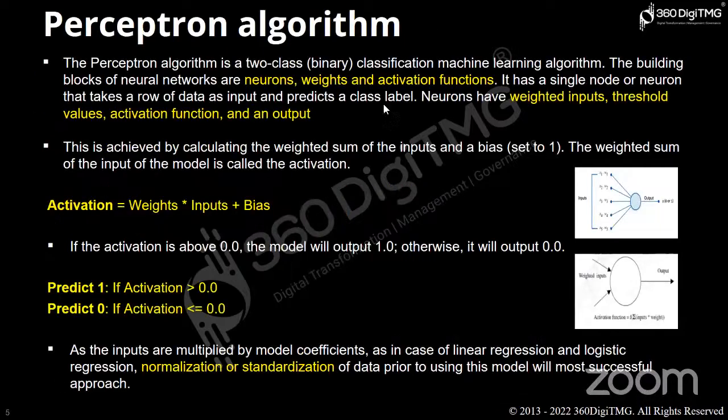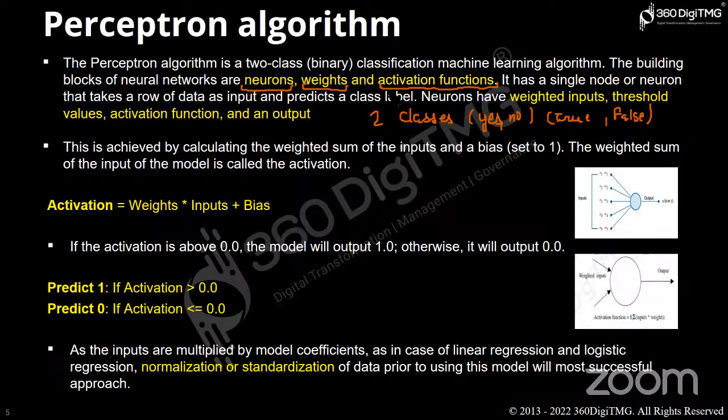Then you have the perceptron. The perceptron algorithm refers to a binary classification ML algorithm. So where you have two classes, for example, yes or no, or true or false, or any such classes, you can use what we call the perceptron algorithm. Okay. So the building blocks are neurons, weights, and activation functions. All right. So we already know what neurons are. We'll cover weights and activation function.